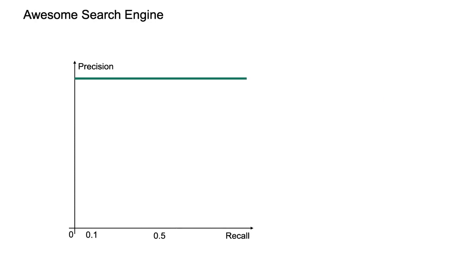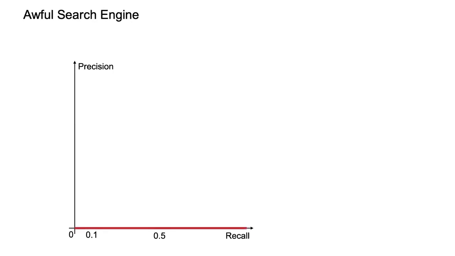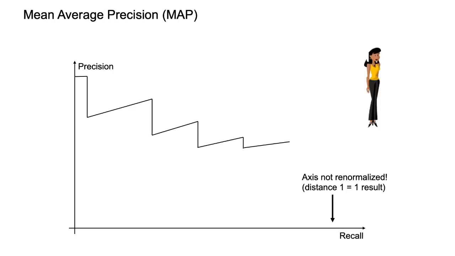So this is my awesome search engine. This is my poor search engine. And now that we have these curves, so in that case, I didn't backtrace horizontally. Now that we have these curves, what we can try to do is compute a metric out of this.